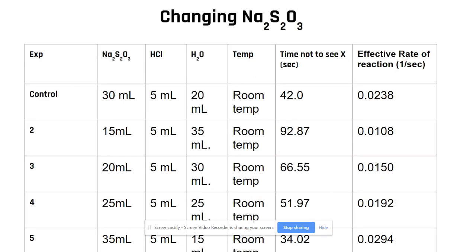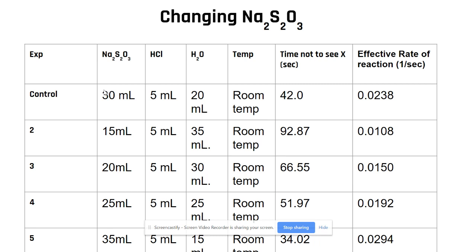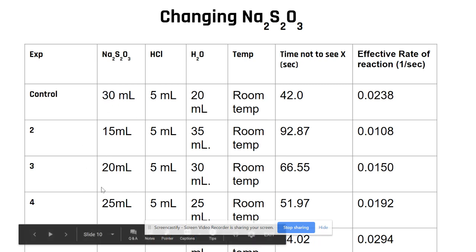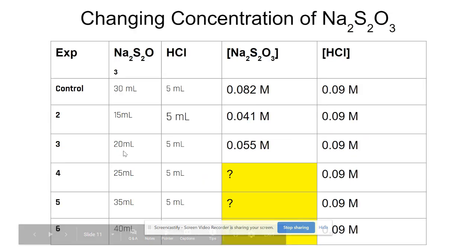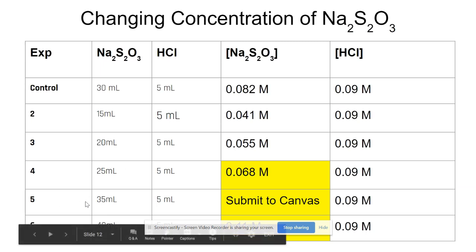And here's the changing concentration for thiosulfate, same thing. Now instead of changing the concentration of HCl, we're going to change the concentration of thiosulfate. And in order to change the concentration, the only thing that we're changing is the volume of thiosulfate. And please calculate for experiment 4, 5, and 6 the concentration for thiosulfate. And for my class, please submit experiment number 5 to Canvas.